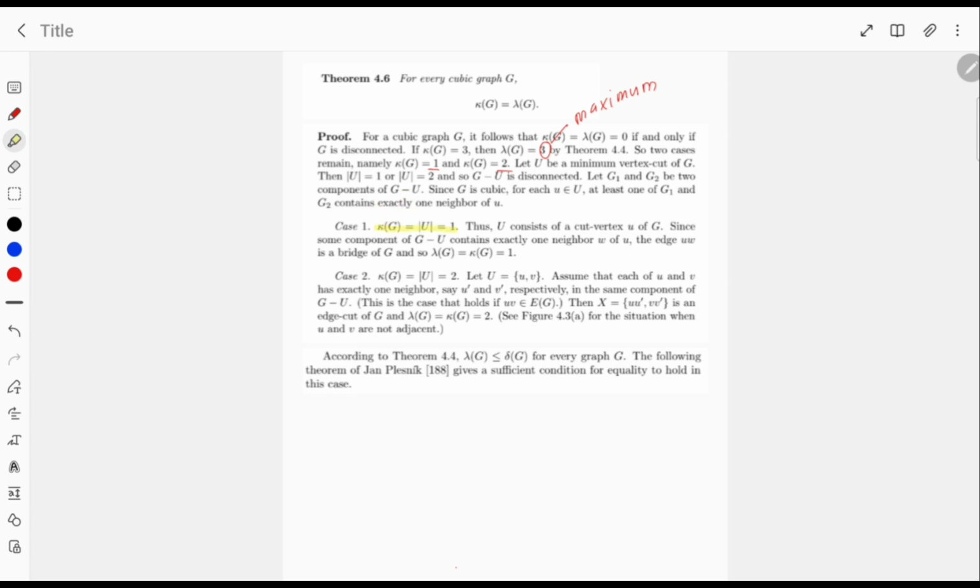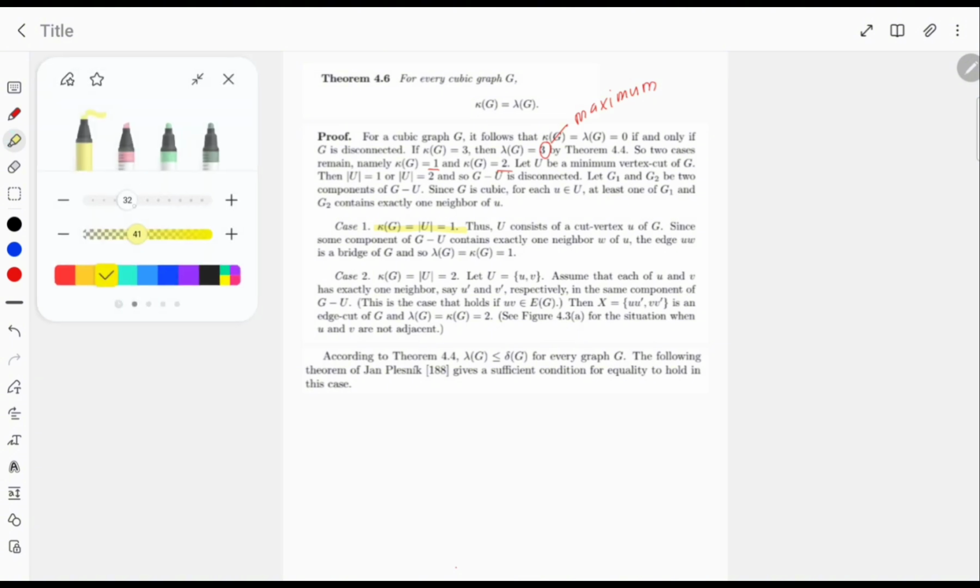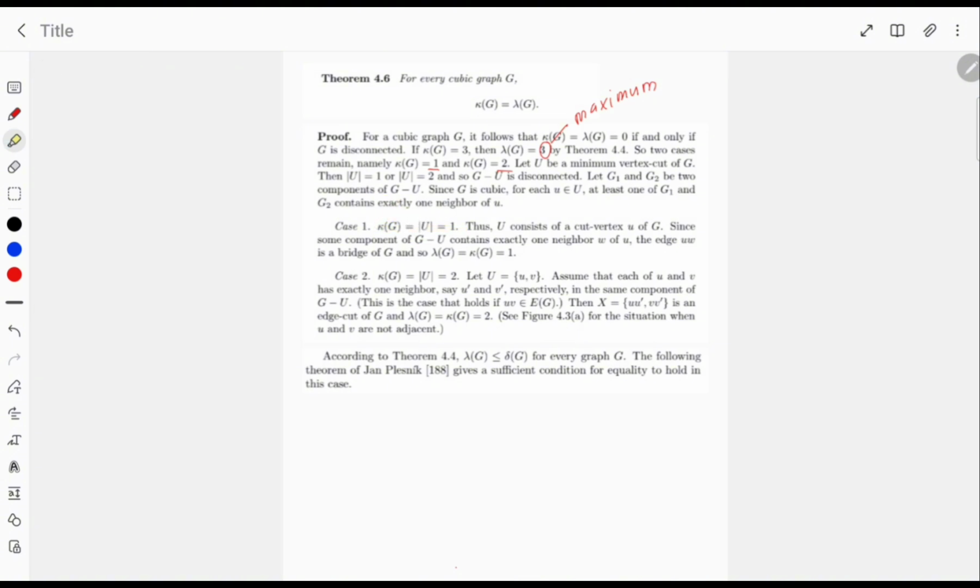the κ of U is equal to the cardinality of U, which is also equal to 1. Thus, U consists of a cut vertex u of G, since some component of G minus u contains exactly one neighbor w of u. So the edge uw is a bridge of G, and so λ(G) is equal to κ(G), which is equal to 1. Okay, let's give an example to see what it means.